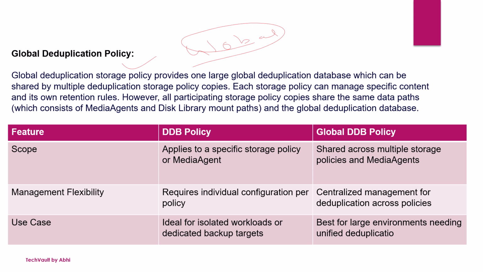Okay, so a global deduplication storage policy provides one large global deduplication database which can be shared by multiple deduplication storage policies. Keep in mind that deduplication is always managed by the storage policy. Each storage policy can manage the specific content with its own retention rules. Why I explained the retention, here you can correlate this. However, all participating storage policy copies share the same data paths, which consist of the media agent, disk library, and the global deduplication database. I hope you are able to correlate everything.